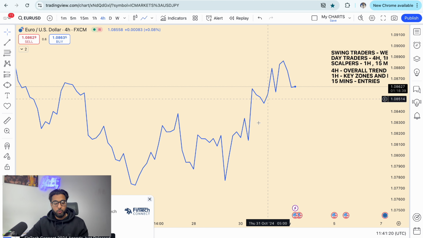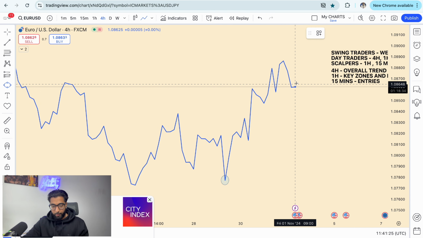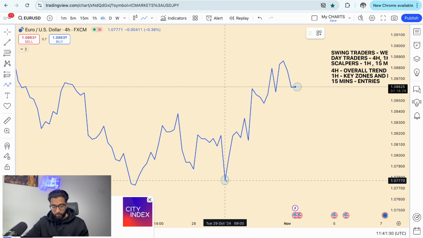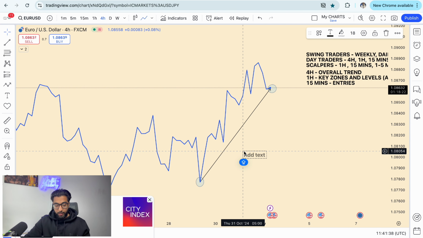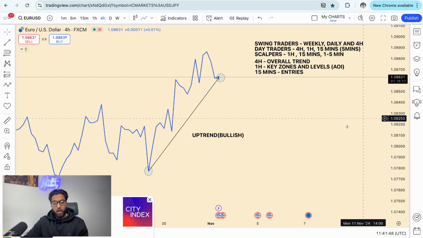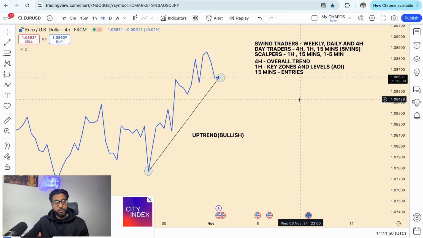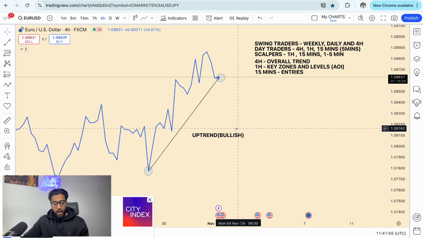And how could we utilize this? What I'll do is put a start point and an end point, which is the current price, and I'll draw a line from there to there. Overall, what has occurred? It has been an uptrend. So I would label this uptrend, or bullish. You'll notice that in the corner of my chart, I have what my bias is for each time frame. So my bias here is that we're bullish, and we're going on an uptrend.